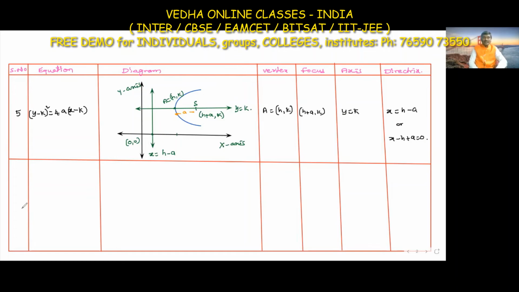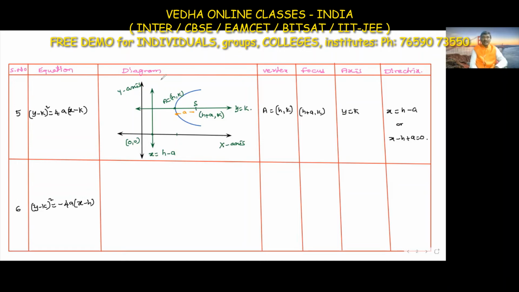Next, if you take the sixth one, the fifth one is like the first one and the sixth one is like the second one. Same equation but opposite. That means y minus k whole square is equal to minus 4a times x minus h, from x subtracting h, from y subtracting k.